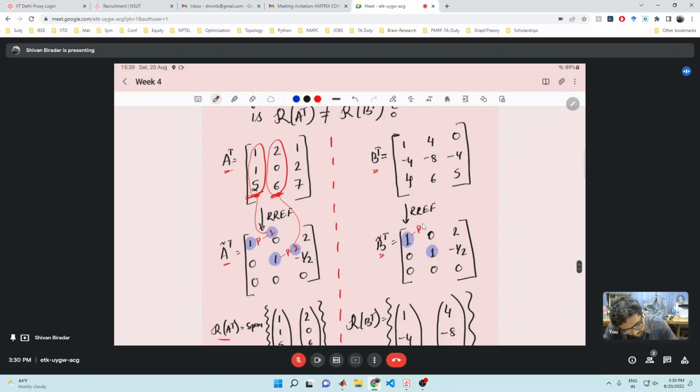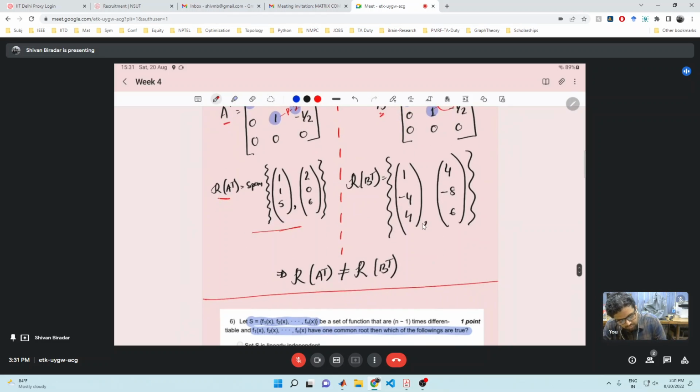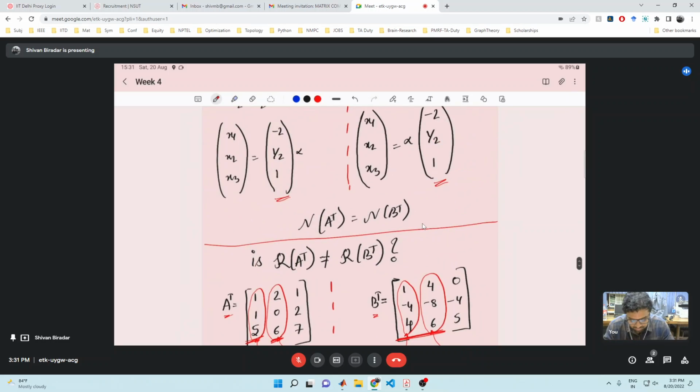Here, the pivot is in the first row. The pivot is in the second row. So corresponding to pivot 1, we take column 1. Corresponding to pivot 2, we take column 2, and say that these two linearly independent vectors span the range space of B transpose. Observing both of these, we see that the range space of A transpose is not equal to the range space of B transpose. So these are some of the very important concepts.